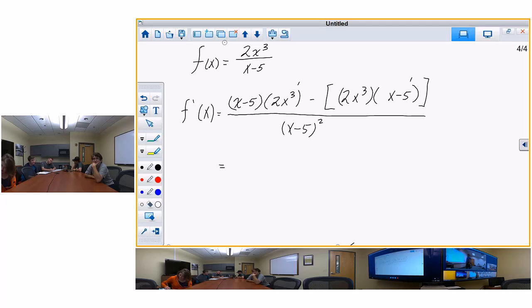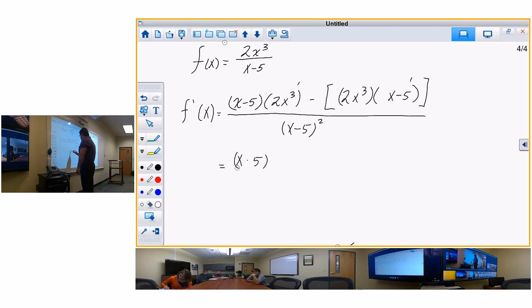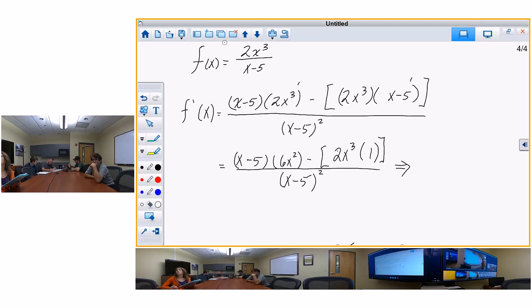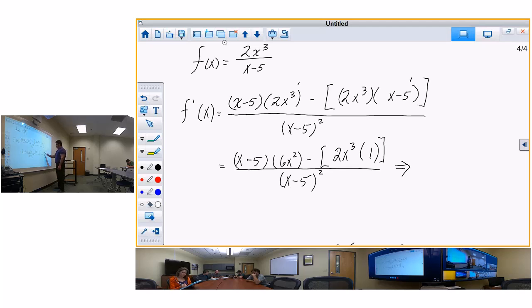So we've got x minus 5 times 6x squared, brackets, minus 2x cubed times 1, I'll do that one for you, over x minus 5 quantity squared. And that's going to give us 6x squared times x is 6x to the third. Yeah, it's the same thing. Minus 30x squared.